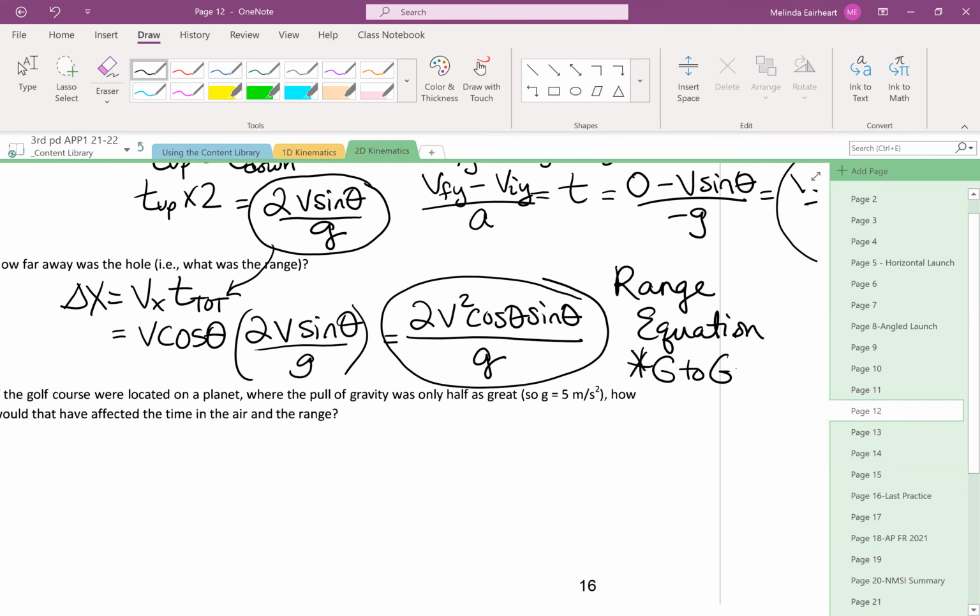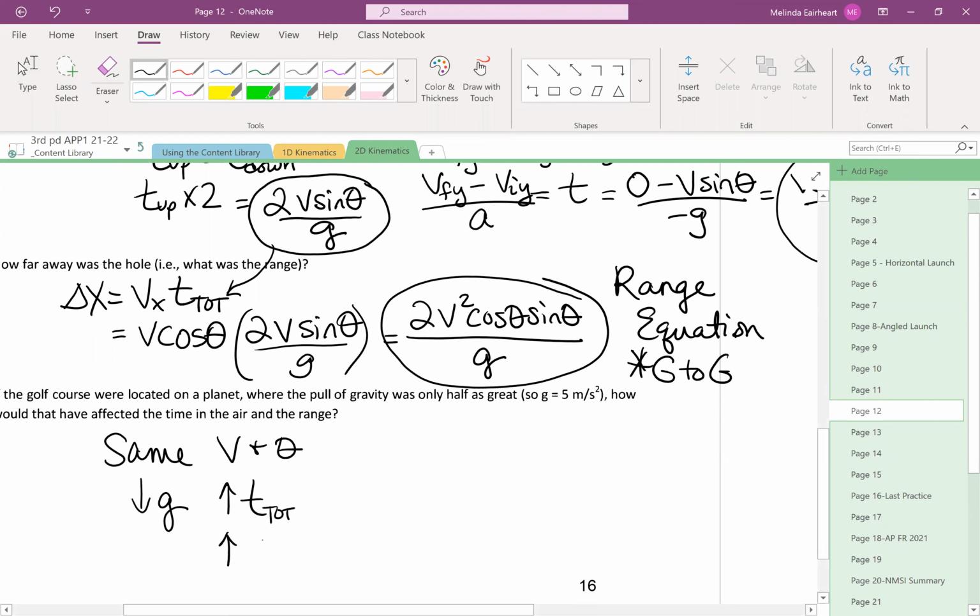What if we were on a different planet where gravity was half? How would that change our time and range? So we would hit at the same v and theta, but if I have a smaller gravity, notice in both questions, gravity's in the denominator. What kind of time and what kind of range would that produce? Greater. It'd be a twice factor, right? If gravity is half, you would have a greater total time and a greater range. And so a lot of times variable problems are helpful for playing the proportions, okay? Which is what they're doing there.